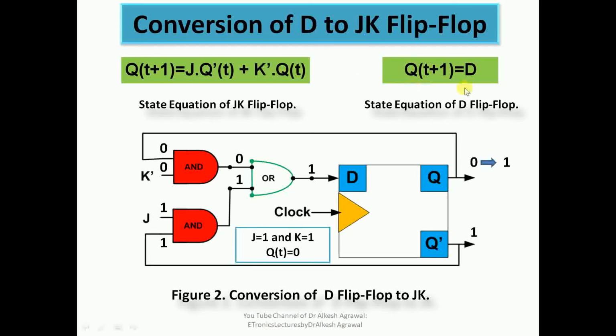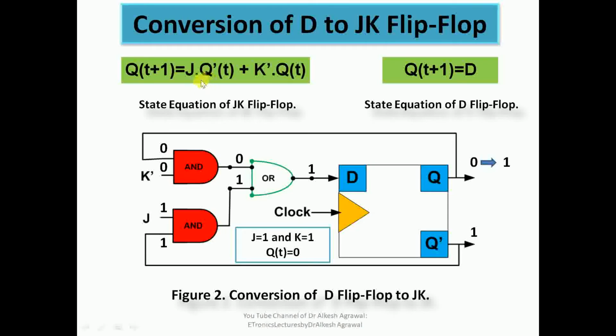And as I have already told you, the state equation of D flip-flop is Q(t+1) is equal to D. So the uniqueness of D flip-flop is whatever we give at the input, the next state will be same as the input. So again, what we are doing, we are taking a D flip-flop, and at the input of D flip-flop we are giving the inputs as per the state equation of JK flip-flop.